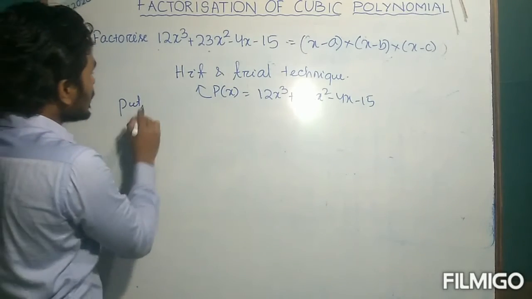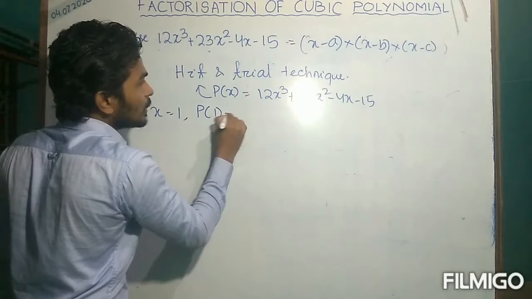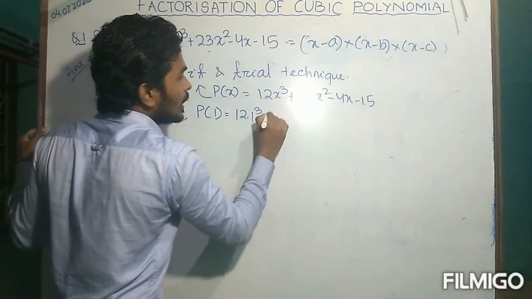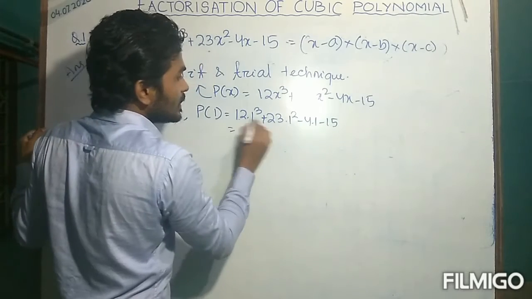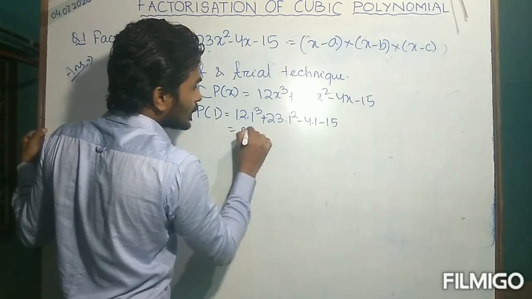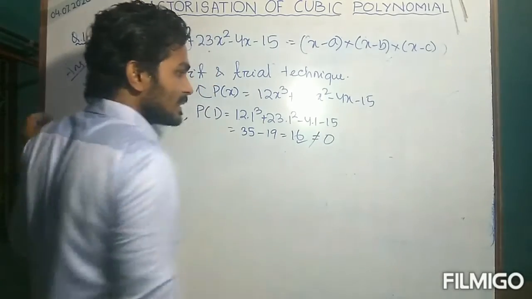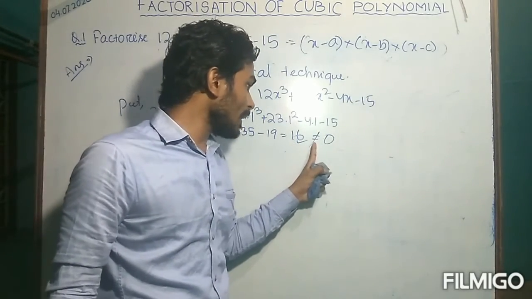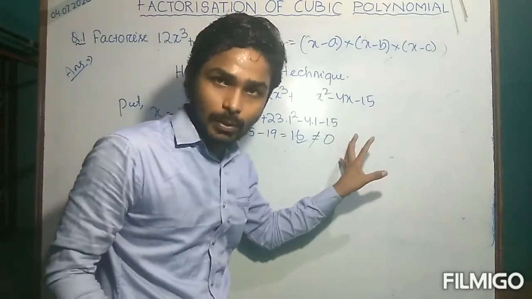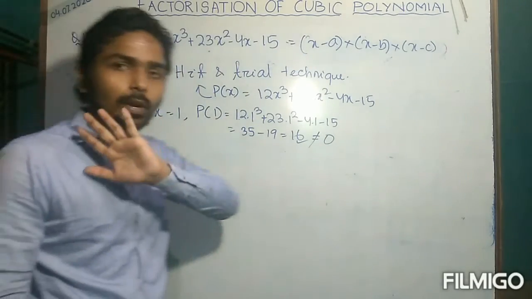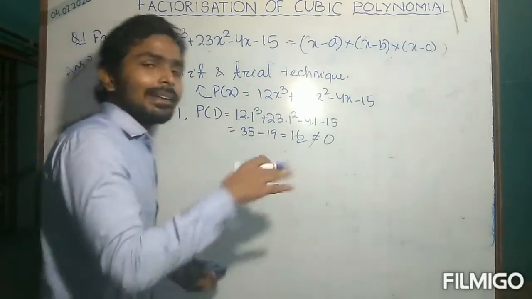Okay, so first we put x is equal to 1. So what is the value of p of 1? It will be 12 into 1 cube, plus 23 into 1 square, minus 4 into 1, minus 15. That is 12 plus 23 is 35, minus 19, that is 16. So do we get 0? No, we didn't get 0, so I am writing not equal to 0. Since the value of the polynomial is not equal to 0, that means x is equal to 1 is not a zero of the polynomial. This is clear. So let us put another value of x.